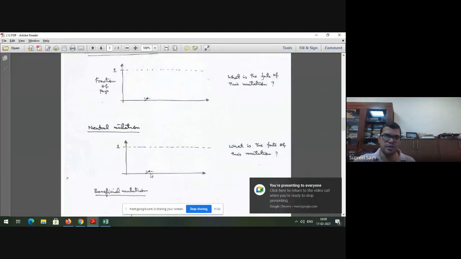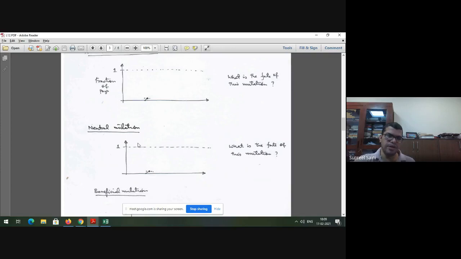Because remember, this is in one individual here. So the probability of reaching fixation is 1 upon N. N in the bacterial population is going to be extremely large. Hence, 1 upon N is going to be very, very small. That's in the purely neutral case.